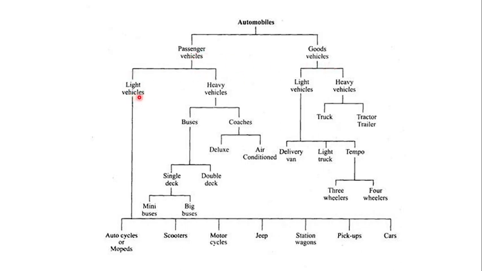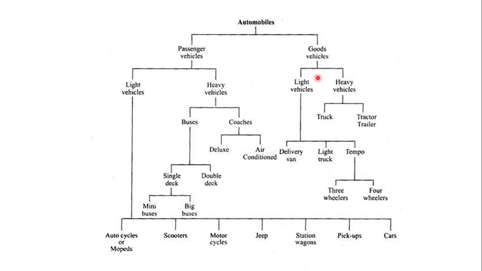Passenger vehicles may be light vehicles or heavy vehicles. Heavy vehicles are buses and coaches. Buses are divided into single deck and double deck. Single deck are mini bus and big bus. Double deck buses have two levels, just like a first floor and second floor. Next, light vehicles are motorcycle or moped. Moped means Luna, and scooter, motorcycle, jeep, station wagon, pickup or van. These cars are light vehicles.